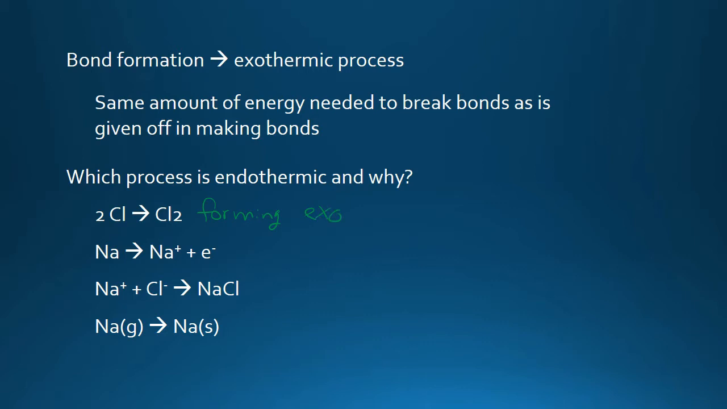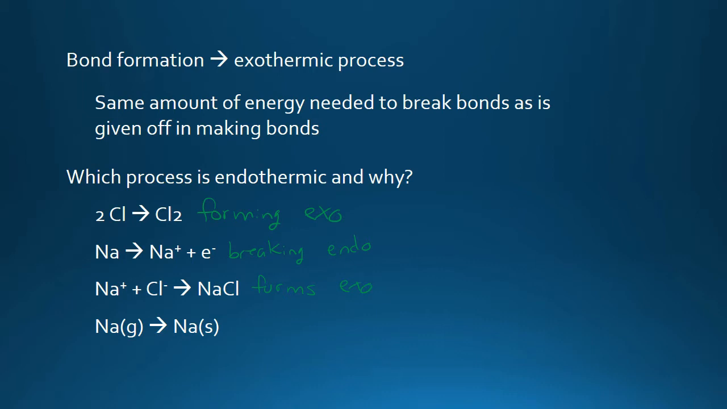Okay, looking at the next one, we have Na, and Na is separating into Na plus and an electron being removed. And so we are removing something here. Essentially, we are breaking apart that sodium. So if you are breaking, that is an endothermic process. Then we have a sodium ion and a chlorine ion, and that attraction forms your sodium chloride lattice. So that makes it exo.